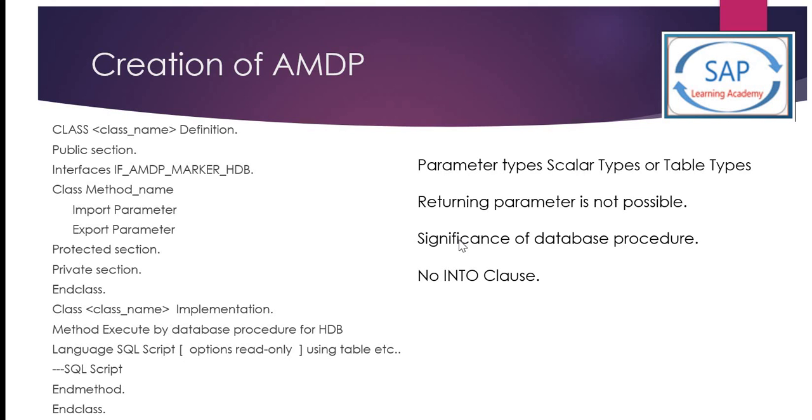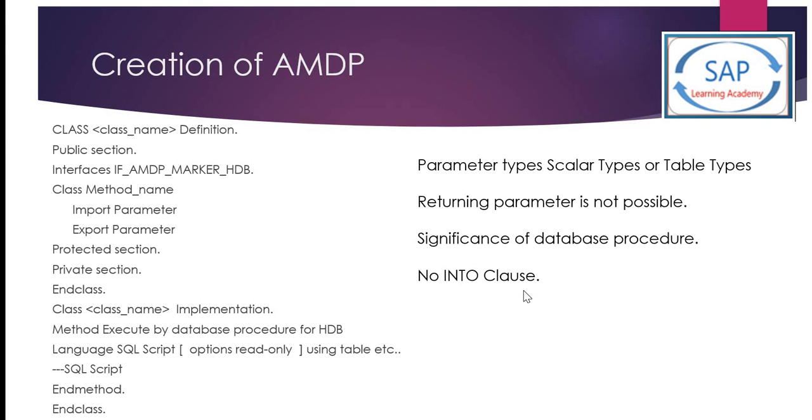And then a very important part is the significance of the database procedure. As I said, since we're writing the code in the SAP HANA DB, we have the significance, meaning uses of SQL, because SQL is itself a database query language. So we have very good uses of this. We can easily manipulate data, we can easily do multiple joins, we can do select. That's going to be very handy if you are using it in SAP HANA.